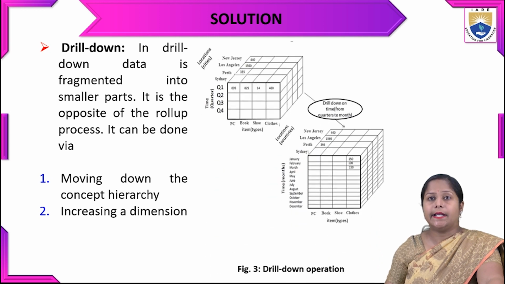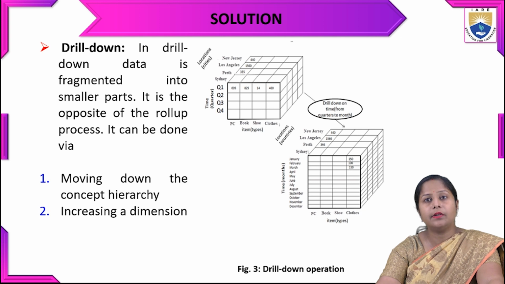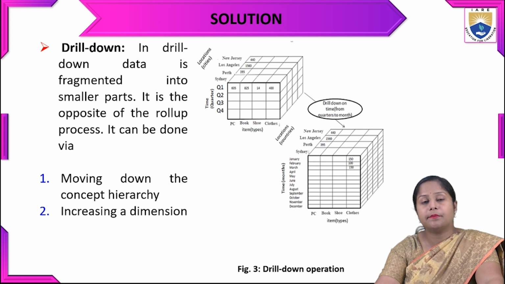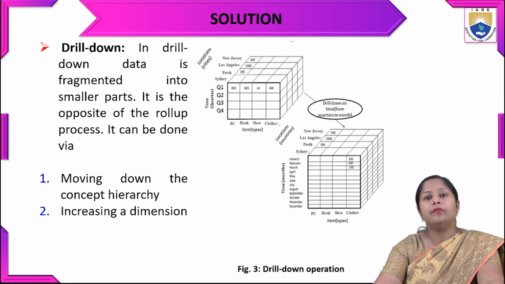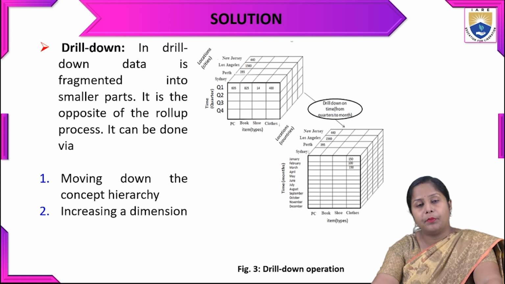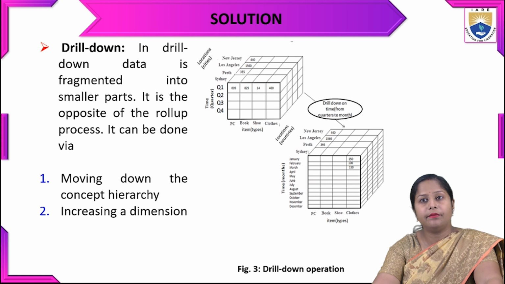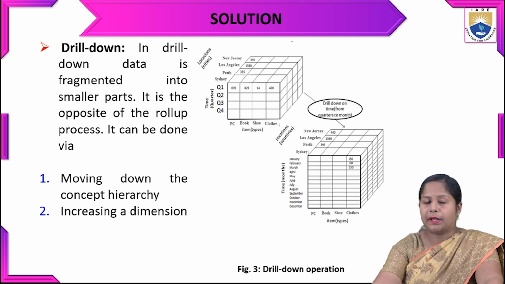Now we will take the drill down. How does the drill down operation work? In the drill down, data is fragmented into smaller parts. It is the opposite of the roll-up operation. It can be done by moving down the concept hierarchy. So it is the opposite of roll-up, and it increases a dimension. Here we can see the broad view of that particular dimension.